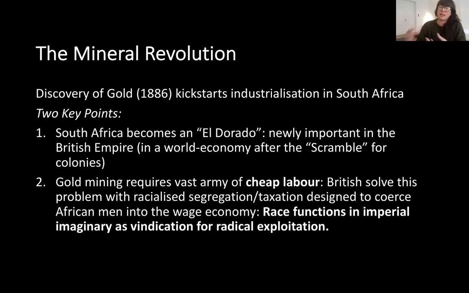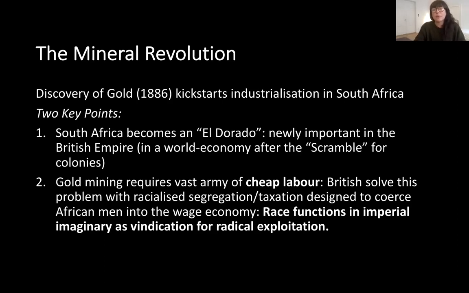So again, I don't want to go too much into the historical details of this, but basically the point here is that there are a couple of points. The first one is that the blueprint for apartheid emerges on the gold mines. So the blueprint for apartheid segregation emerges on the gold mines with a British colonial attempt to coercively produce a workforce.